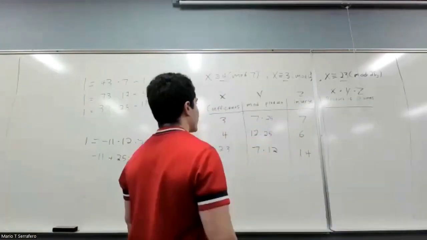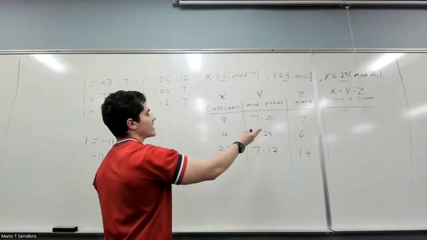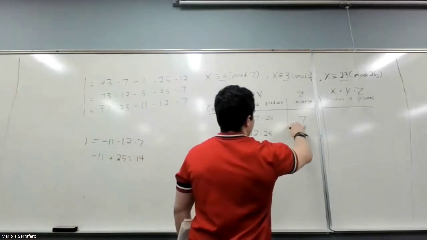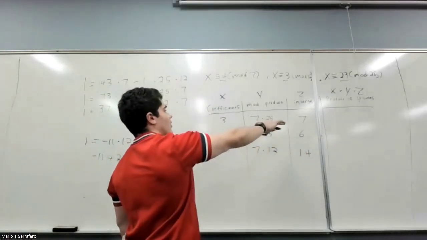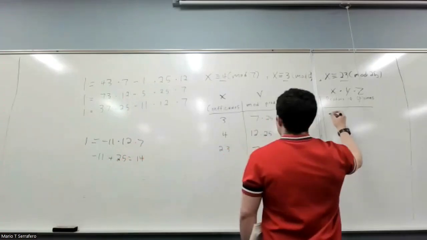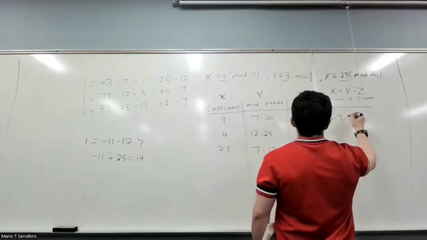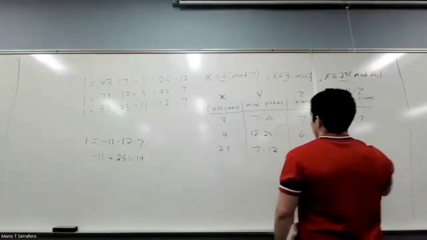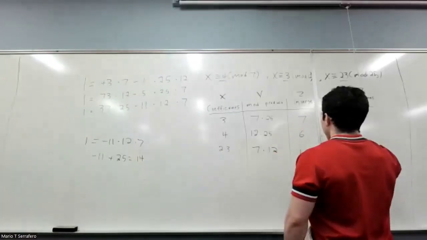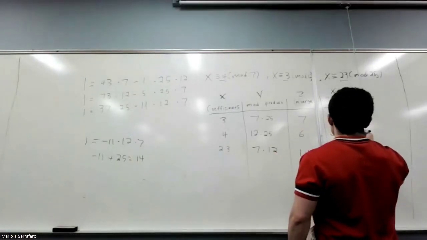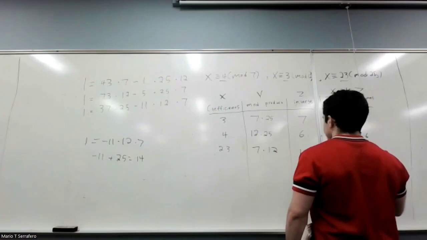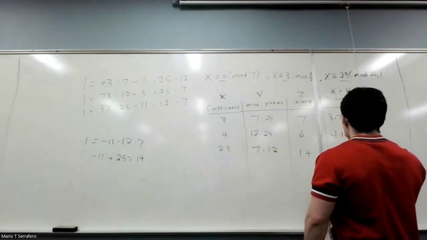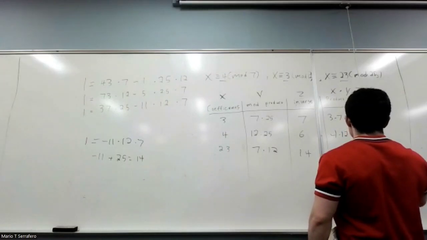This last column is the easy part. We've done the hard work already. We don't even need a calculator technically, but we could just multiply all of these together. So for this first row, this is going to be 3 times 7 times 25 times 7. The second row will be 4 times 12 times 25 times 6. This last row will be 23 times 7 times 12 times 14.